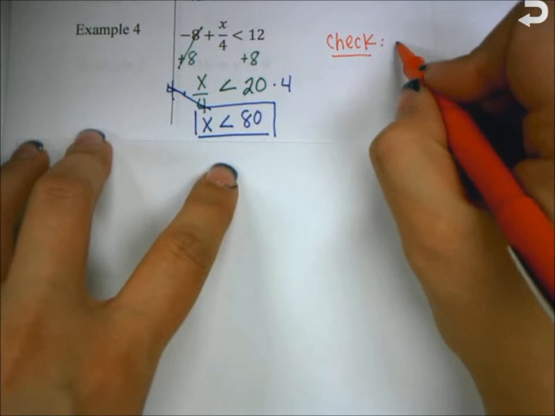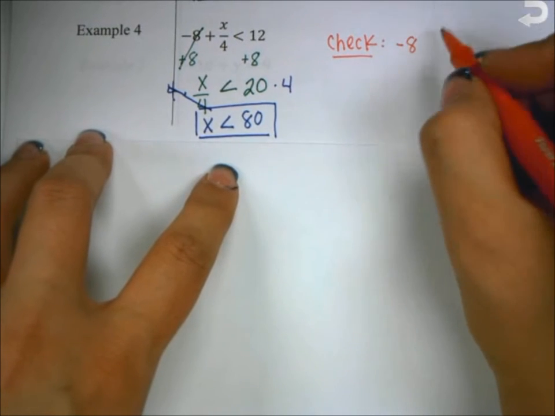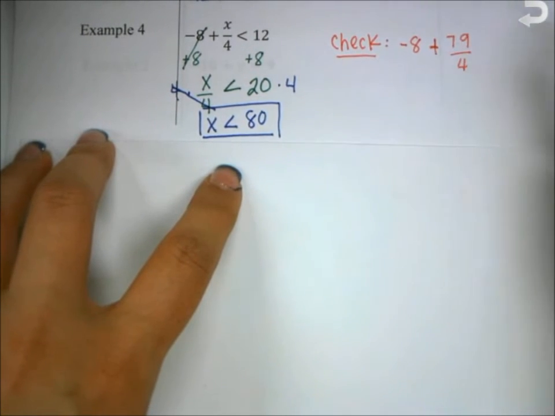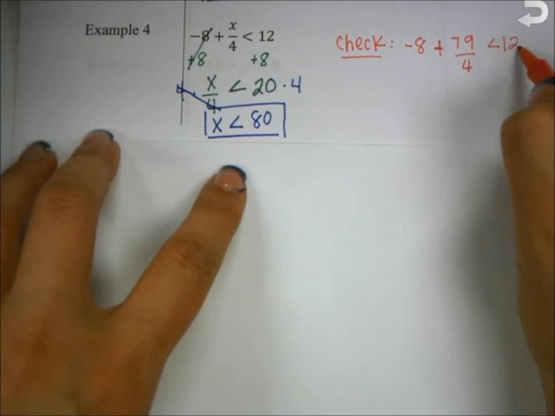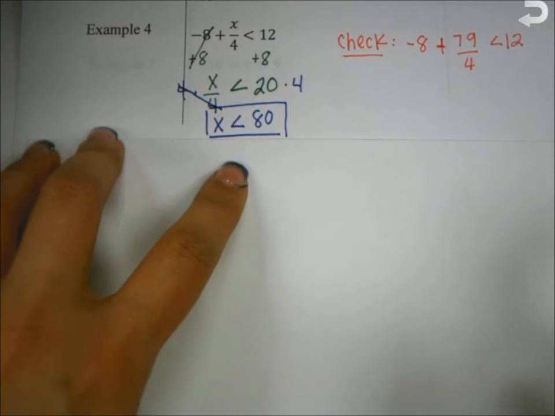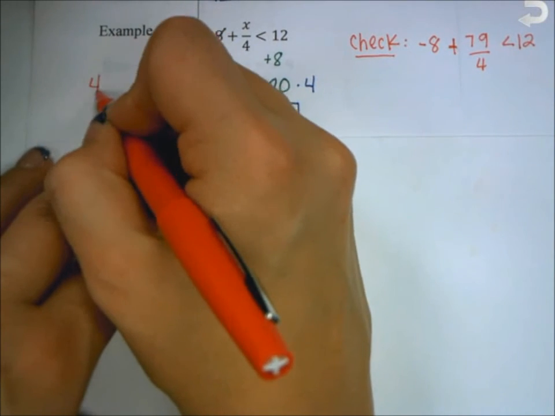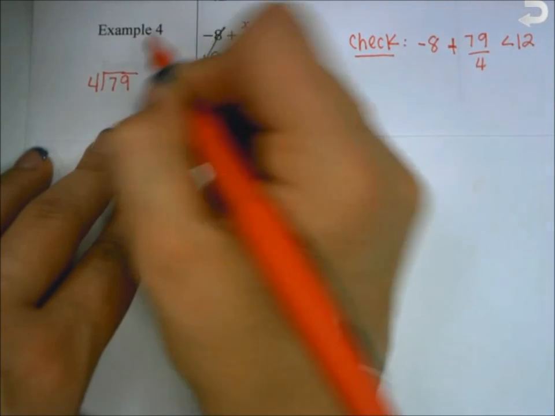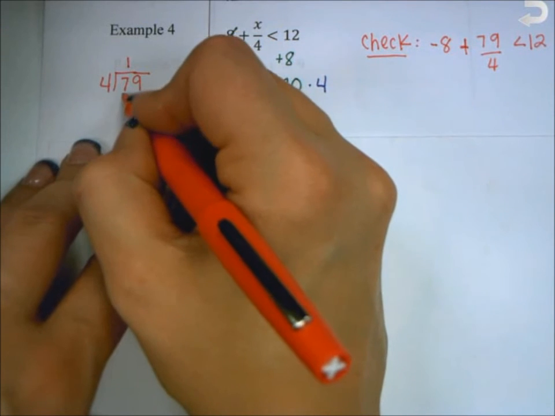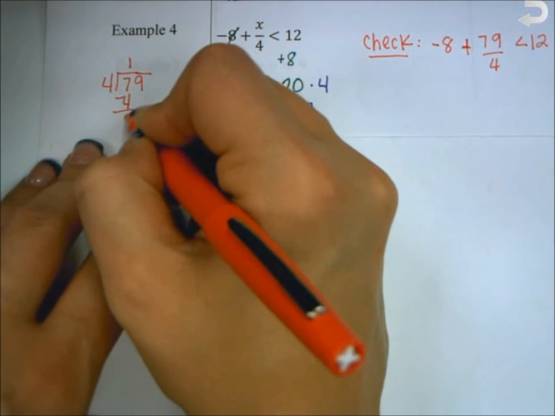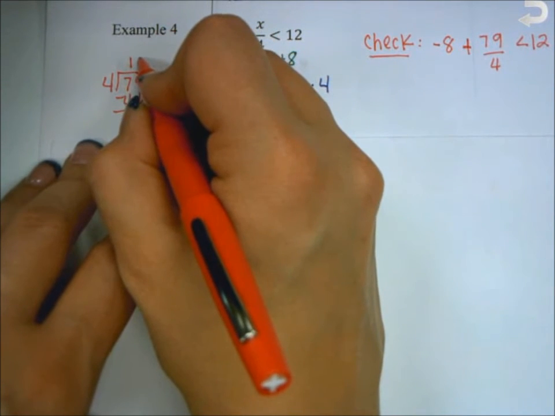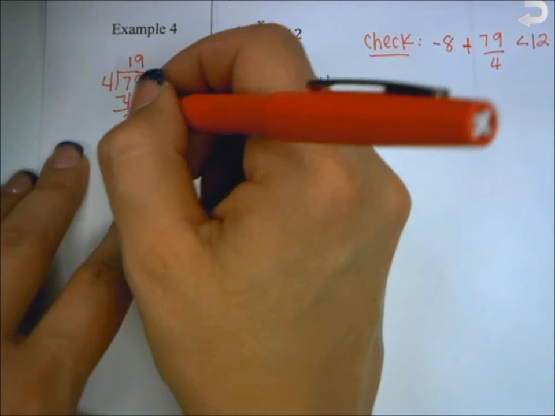79 divided by 4, less than 12. Okay, 79 divided by 4. I'm going to do that off to the side. 4 goes into 79. 4 goes into 7 once. 4. And 4 goes into 39 nine times, because that gives me 36. So I'm left with a remainder of 3.